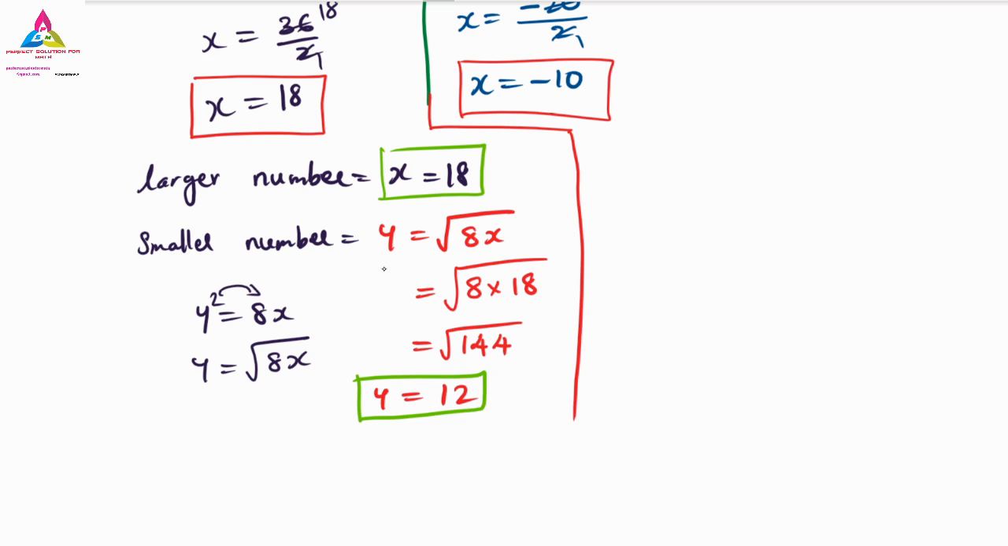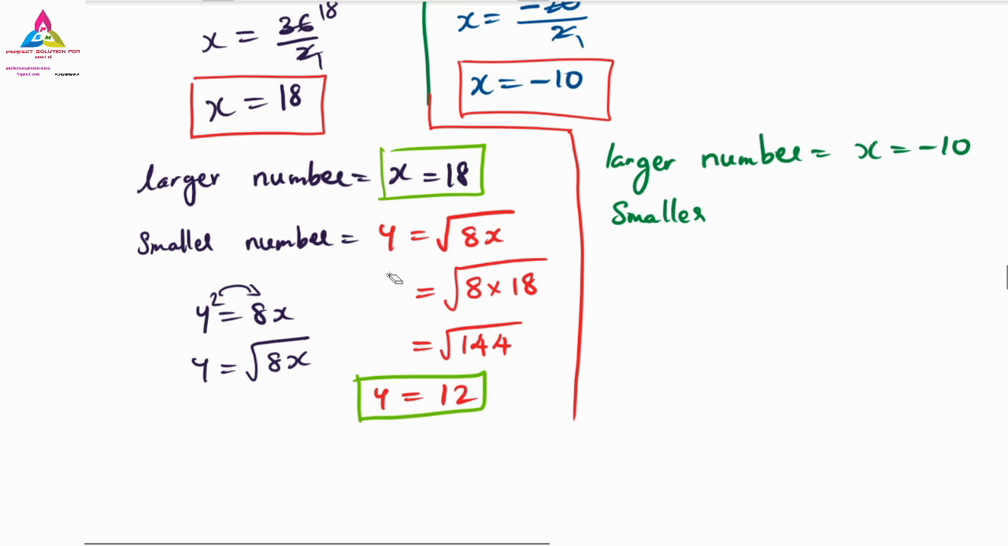Similarly, we have to go for the second answer also. Here the x value is smaller, minus 10. I might think that the y value may be the greatest number, so let us see that first. The larger number is x, that is equal to minus 10. Now we have to see it correctly. If our smaller number is greater than the larger number, then what we have done, x equal to minus 10, is wrong. If it is exact, then it is equal. The smaller number is y, which is equal to root 8x.